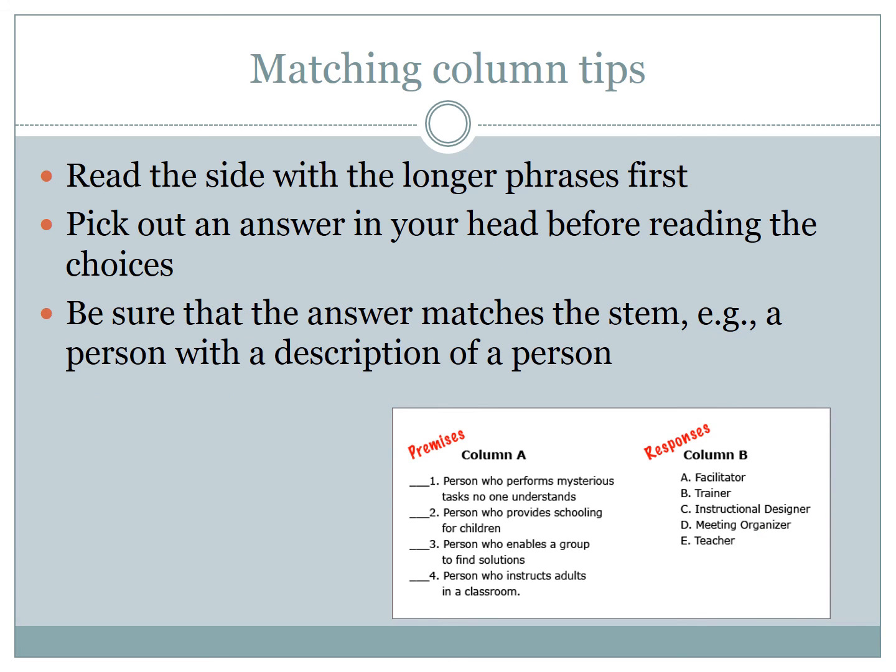Matching column tips. This is the one that we're all familiar with, where you give a premise on the left side and then a response on the right side that has to be matched. So matching column tips: read the side with the longer phrases first. The premise is usually what you read first. And pick out an answer in your head before reading the choices. Often you'll see the choice in the response column. And be sure that the answer matches the stem, for example, a person with a description of a person.